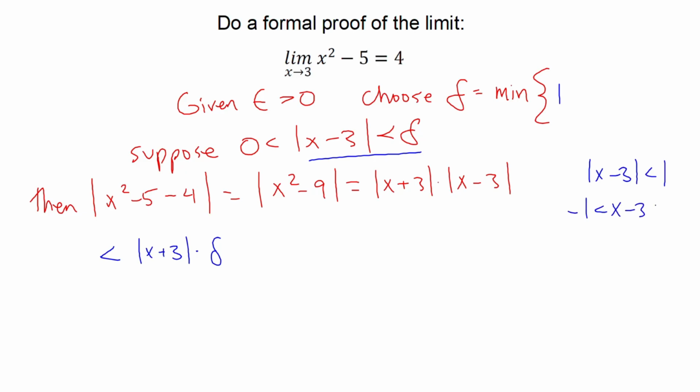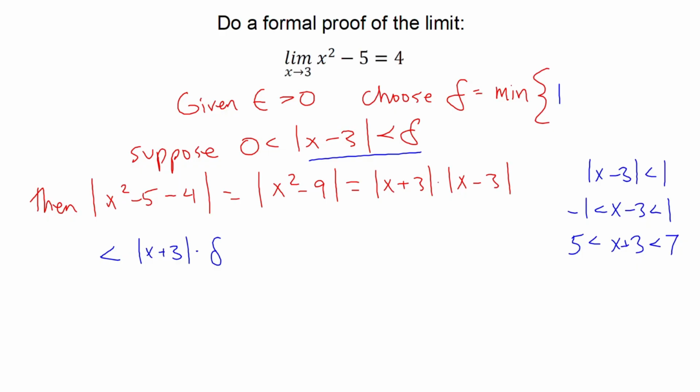So we end up with -1 is less than x minus 3 is less than 1. And we want to turn this into an x plus 3 this time because that's what's left over here in our proof, right? Is an absolute value of x plus 3. So in order to turn that into an x plus 3, I just got to add 6 to everything, which would be 5 is less than x plus 3 is less than 7.